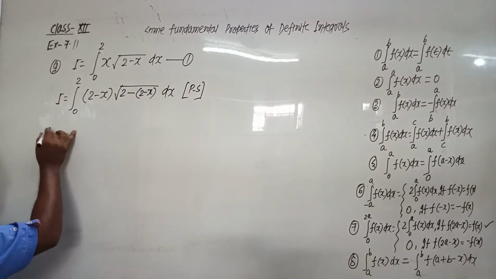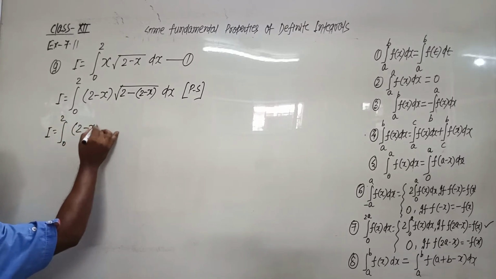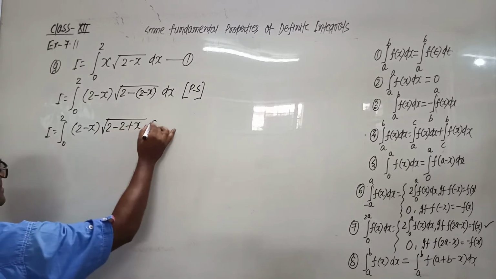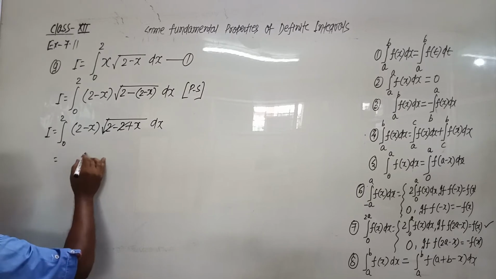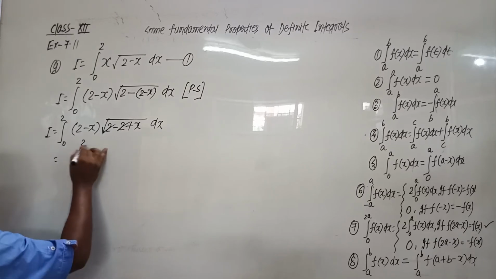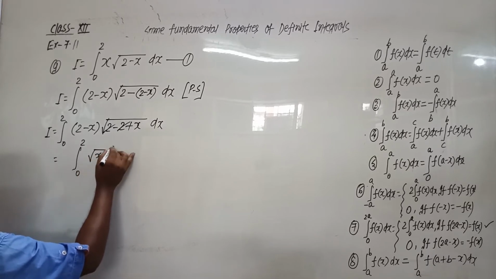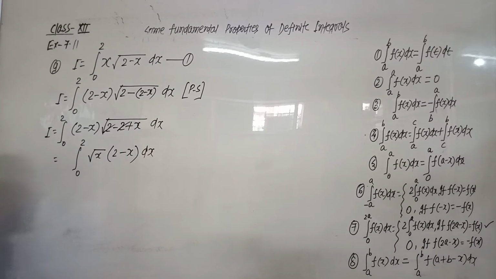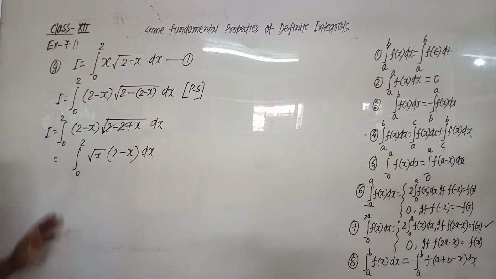So this becomes I equals integration 0 to 2 of (2 minus x) under root of (2 minus 2 plus x) dx. Plus 2 minus 2 cancelled and we get integration 0 to 2 root x into (2 minus x) dx. Root x multiplied by (2 minus x). Now we remove the bracket.